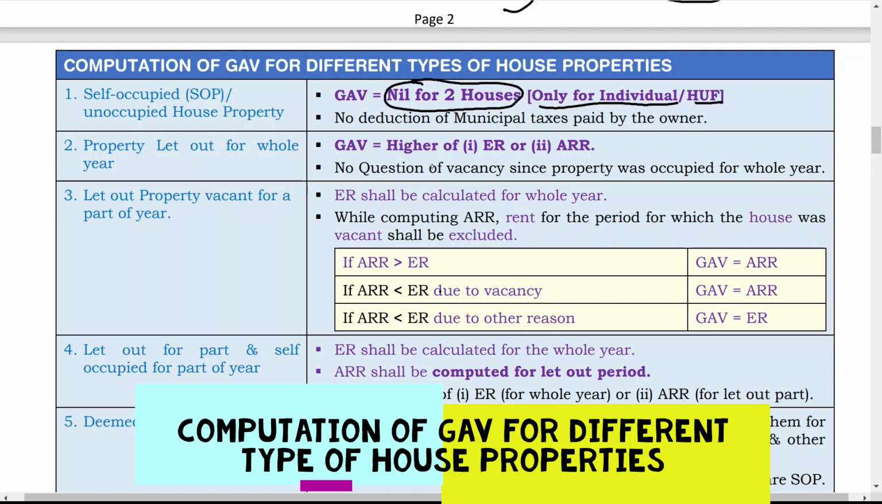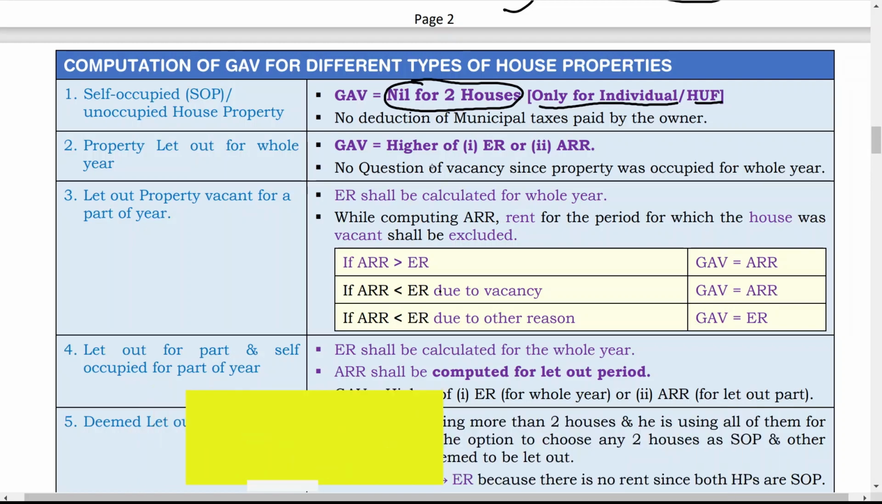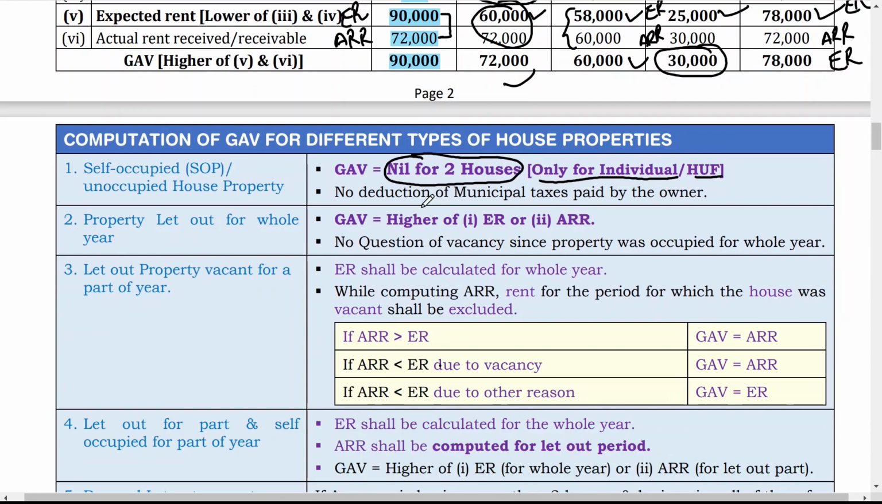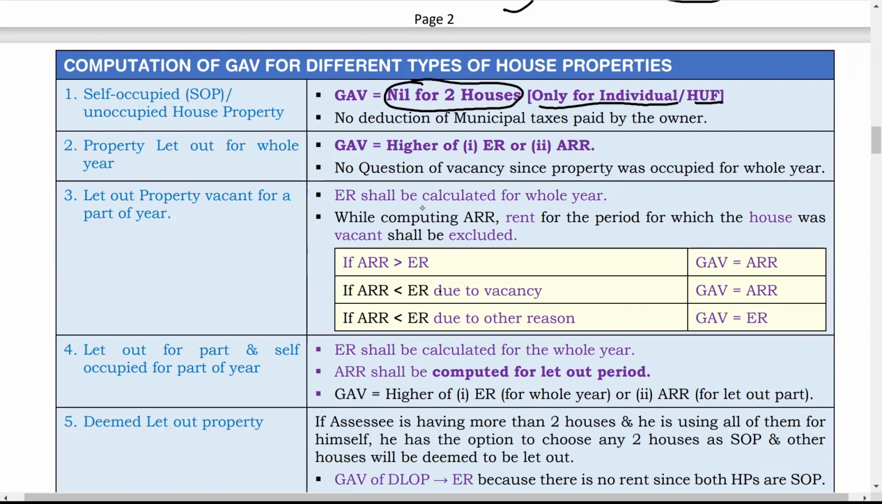If property is let out for a whole year, then it is very simple. We have done the calculation some time before. So higher of ER or ARR, that will become your answer of GAV. Just now we have done this and practiced the same, like in this example. Now there is no question of vacancy since property was occupied for the whole year, and you will get all the deductions: municipal tax deduction is available, standard deduction is available, interest on borrowed capital is also available on this. That we will understand with the help of a full-fledged example.